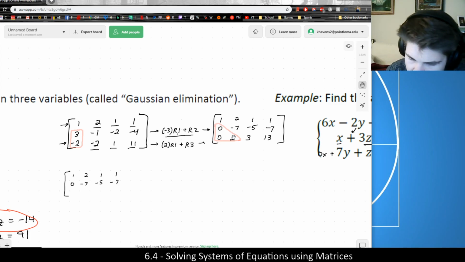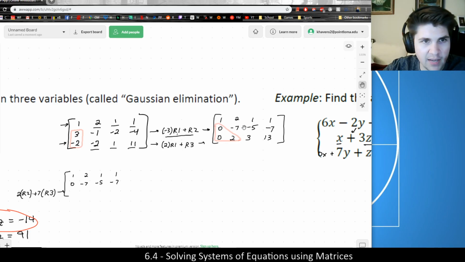And what I want to do is take the previous row 2, so I could take 2 times row 2 and add that to 7 times row 3, and that should make the desired 0. Again, the goal here is to add these two together to get 0. So if I take 2 times this and 7 times this, it will make negative 14 plus 14, and those will eliminate. And I do this all the way across.